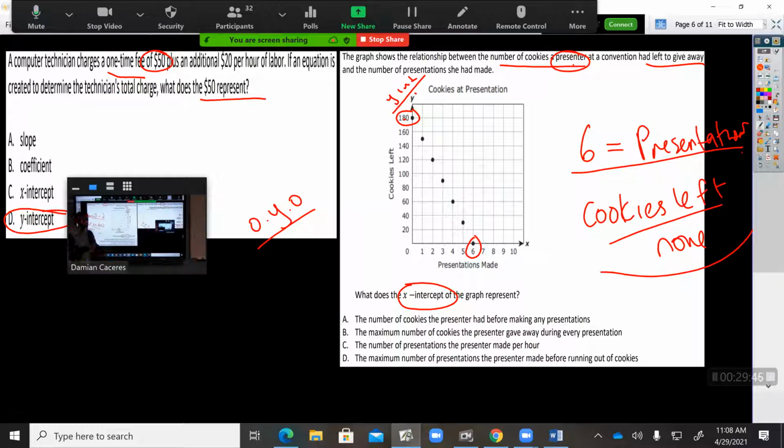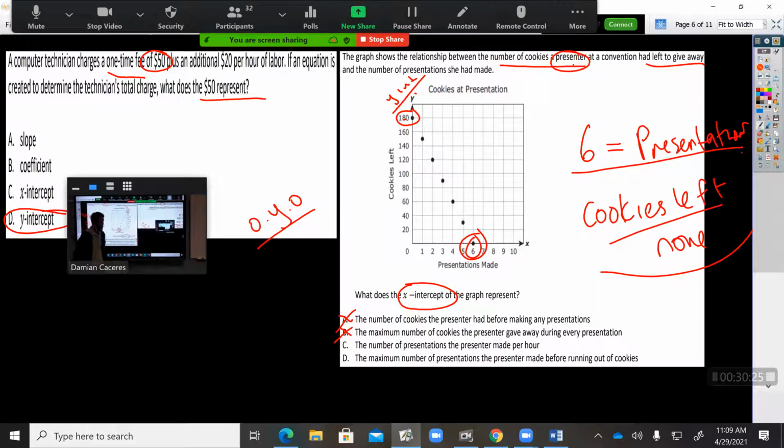Now, obviously, don't pick it right now because I want to go through each answer to show you why it's not correct. Okay? The number of cookies, we're looking at 6. The number of cookies the presenter had, I stop right there. 6 is not cookies, 6 is presentations. So once you see the number of cookies, can't be the answer. They're talking about the wrong column. Now, B says the maximum number of cookies. Again, we scratch it out. Why? Because they said cookies, and we know 6 is not cookies, 6 is presentations.